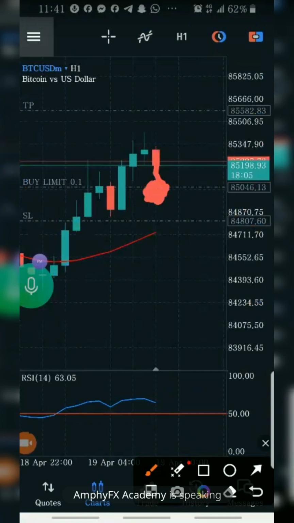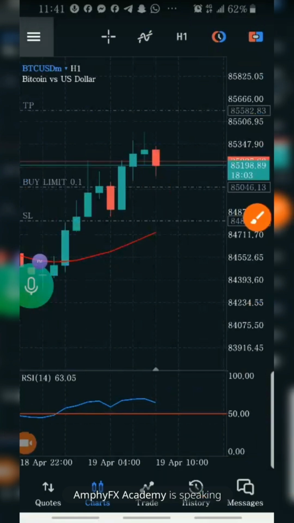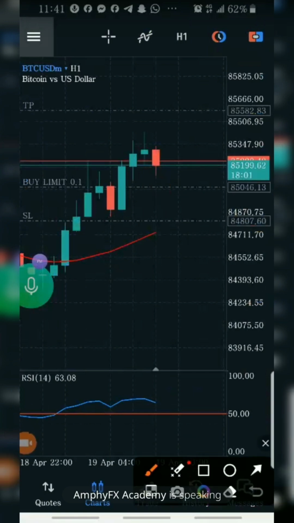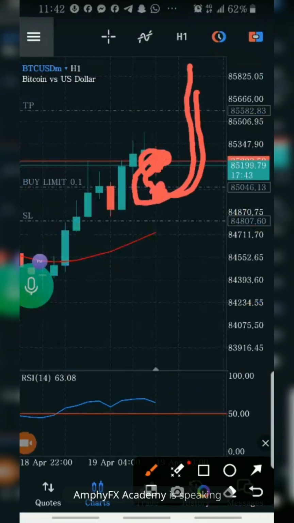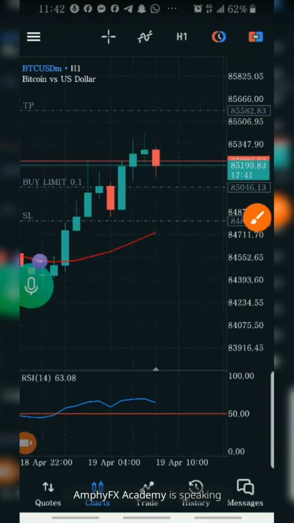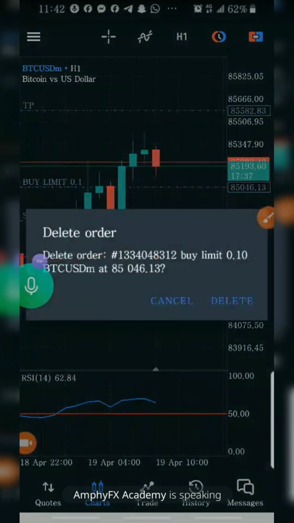But now I'm only expecting that. Buy limit means I'm expecting price to come all the way from here, come here, and then begin to reverse. That's buy limit. So I set my limit here. I am predicting the market to move like this, come from here, come to my level of buy limit, then begin to buy. That's my buy limit. So now let me close it, delete. Now I've deleted it.